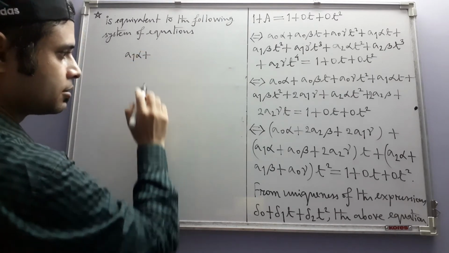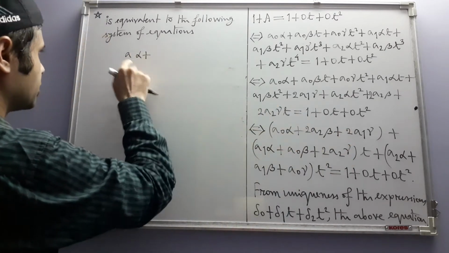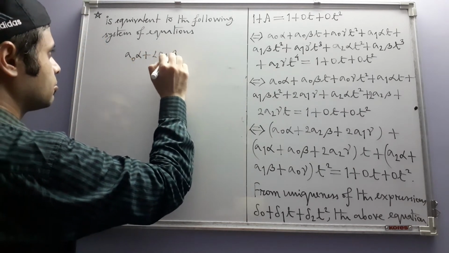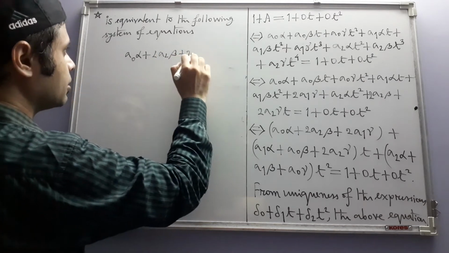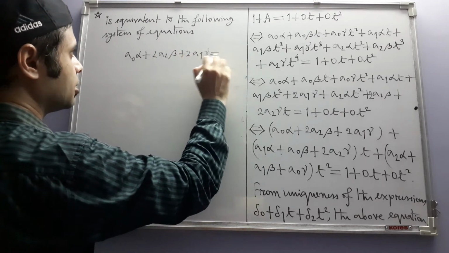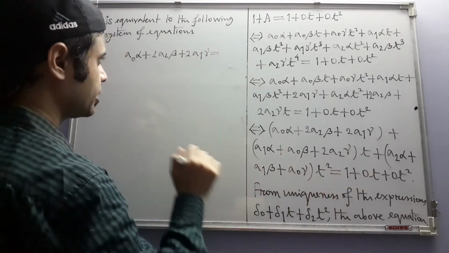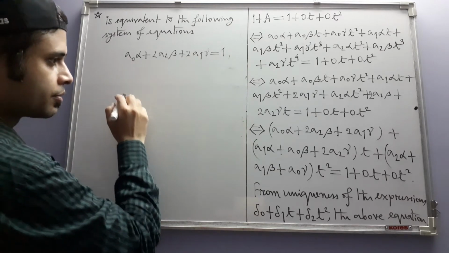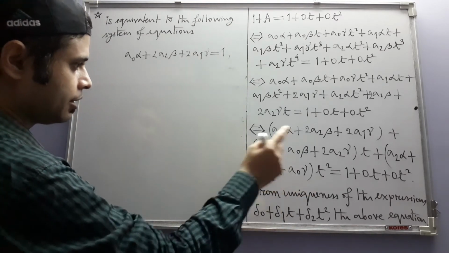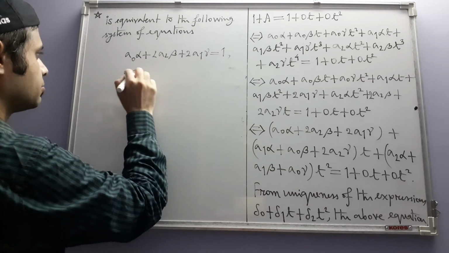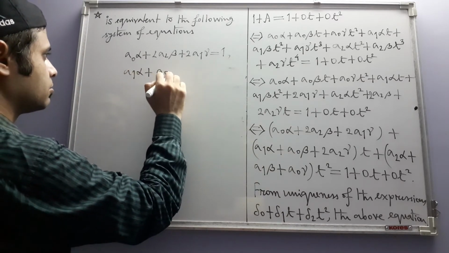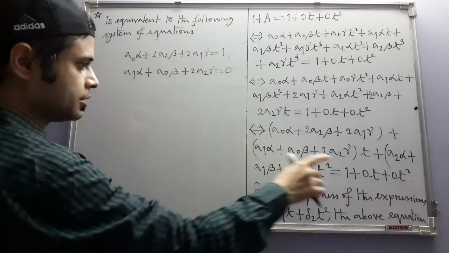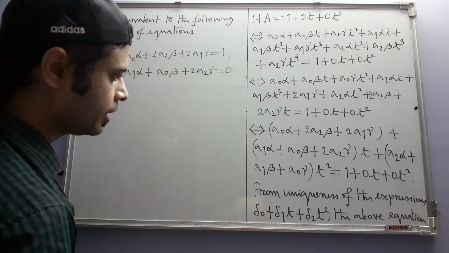A1 alpha plus, oh no, this one comes first. A0 alpha plus 2A2 beta plus 2A1 gamma, that is the constant term, equal to 1. Then A1 alpha, A0 beta and 2A2 gamma, this is equal to 0, and finally A2 alpha, A1 beta, A0 gamma.